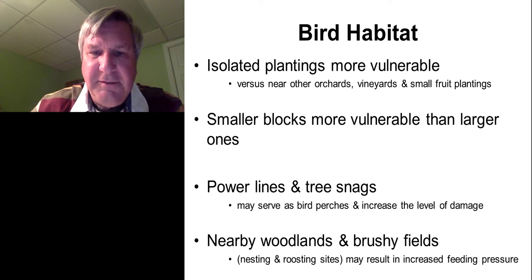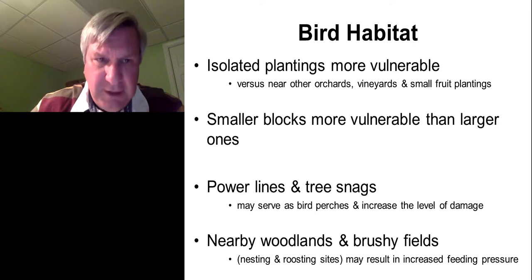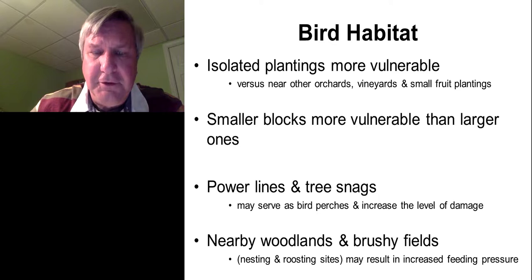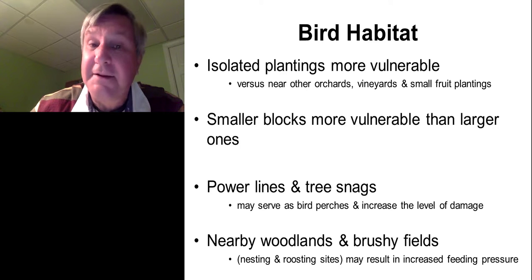Again, smaller blocks of plants are more vulnerable than larger blocks. It concentrates the birds or the offending animal in a small area, and it's easier for them to do larger amounts of damage in smaller areas rather than spreading it out across larger areas. Habitat that's near areas where birds can hide or roost or rest before they come to eat, so power lines, tree snags, other places that provide perches, may increase damage. If we can remove some of those habitat features, of course we can't generally do much about power lines, but we may avoid planting under or near power lines when we establish our crop.